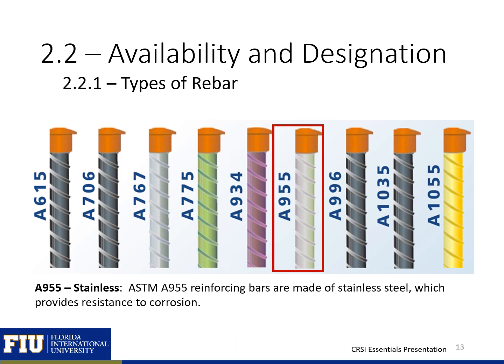ASTM A955 reinforcing bars are made of stainless steel, which provides resistance to corrosion. Certain alloys can be manufactured to be used in applications where controlled magnetic permeability is required, such as in slabs or walls surrounding medical equipment that is sensitive to magnetic items. This steel is also used to control corrosion.